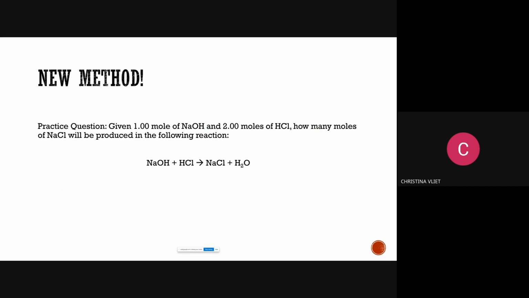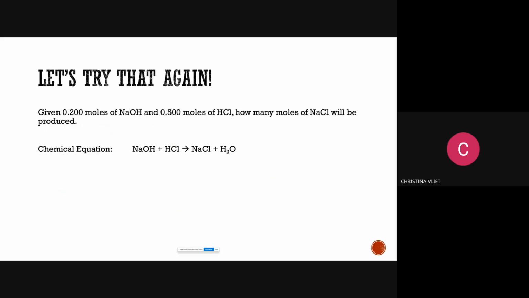Practice question. Given 1 mole of NaOH and 2 moles of HCl, I somehow copied that. Let's try that again. Here's the next one. Given 0.2 moles of NaOH and 0.5 moles of HCl, how many moles of NaCl will be produced?